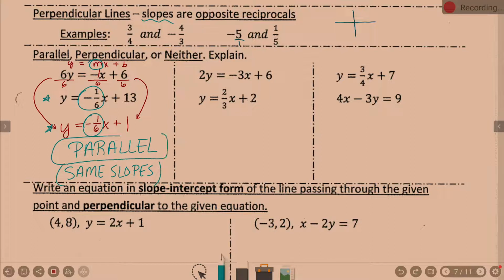My explanation or my reasoning? They're parallel because they have the same slopes. Okay, try the next one.